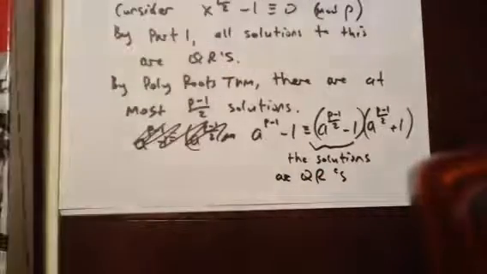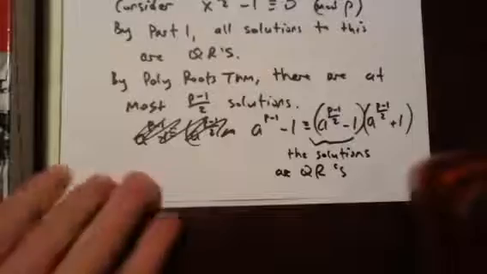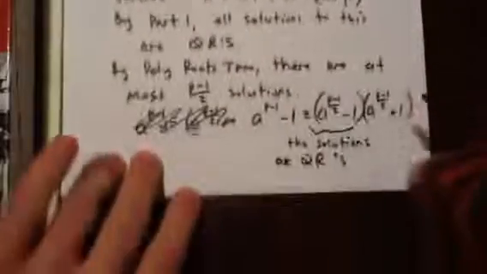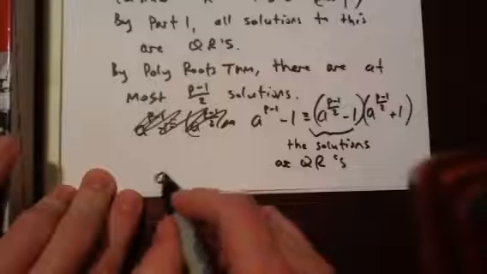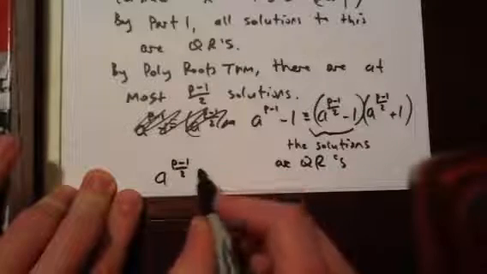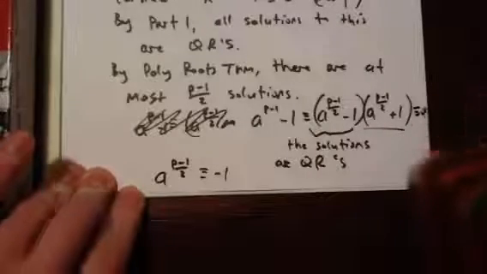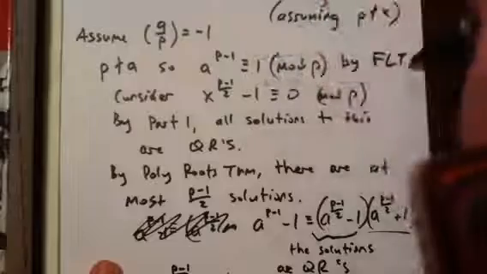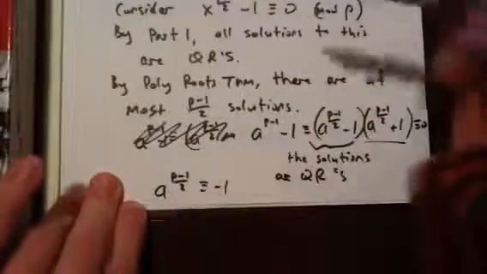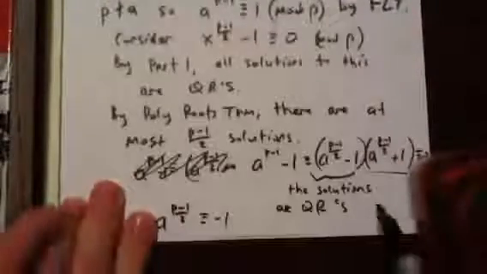And we know the solutions to this are exactly the QRs, the quadratic residues. And since we are assuming that a is a non-quadratic residue, then this is non-zero, and so we must have that a to the p minus 1 over 2 is congruent to negative 1, because this must be 0 to satisfy this equation. It is congruent to 0 by Fermat's little theorem. And so we have shown that a to the p minus 1 over 2 is negative 1 if the Legendre symbol is negative 1, and that completes the proof.